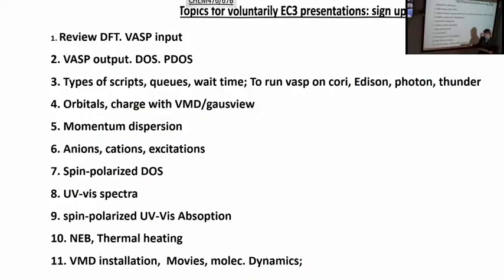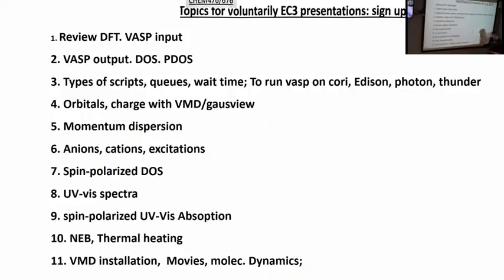Thermal heating, what we did last time. Nudged elastic band I will not cover, but again, you may ask the helper next time. If you do not find and do not know how to do it, you can skip it, but it is an analog of transition state searching in Gaussian. There is a way to do it in VASP.